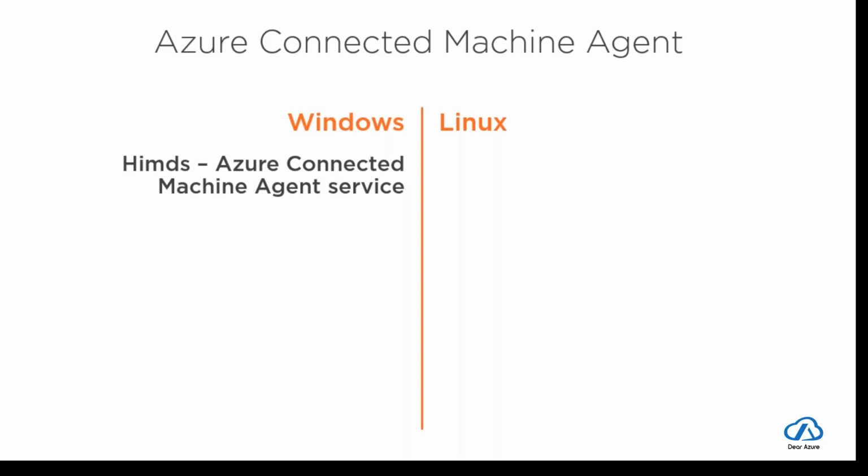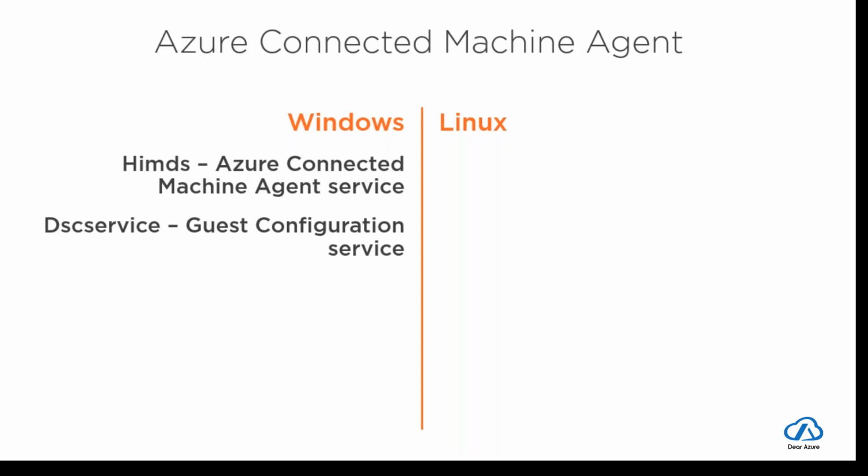On Windows, the Connected Machine Agent service is called HIMDS. I'd be interested to know what that stands for. And the other is called DSC service. So one for the Connected Machine Agent and another specifically for guest configuration. And if you're familiar with PowerShell desired state configuration, or DSC, the majority of the guest configuration with Azure Arc for Servers is actually using DSC.